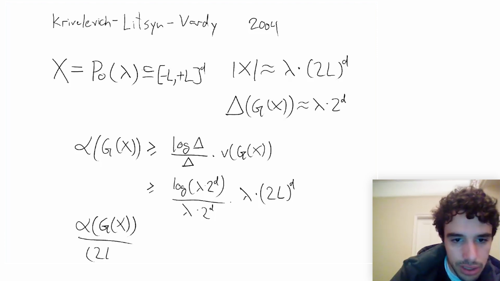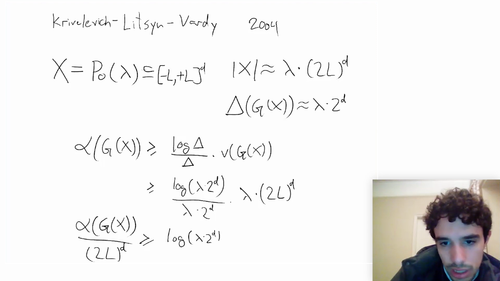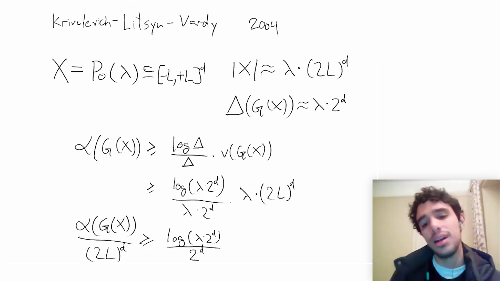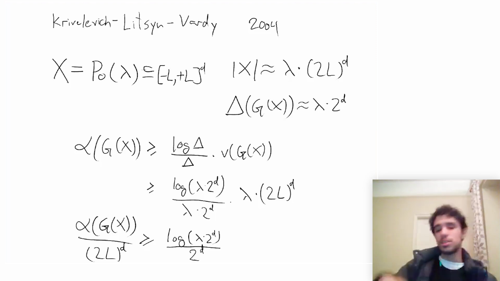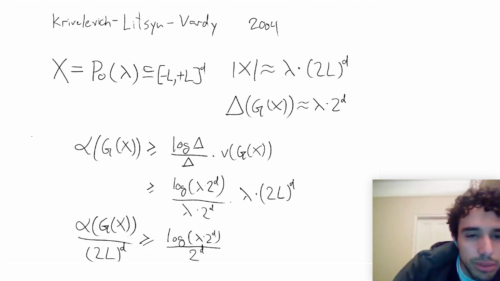So it shows that alpha of Gx over 2 to the d. So the lambdas cancel again, and we get this lower bound of log of lambda times 2 to the d over 2 to the d. So you might say, okay, now of course you just take lambda to be as large as possible and you win a lot. But we have to be careful here, because we can only apply anti-common similarity.